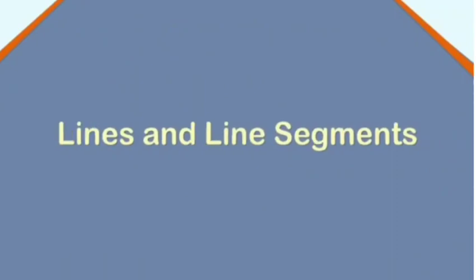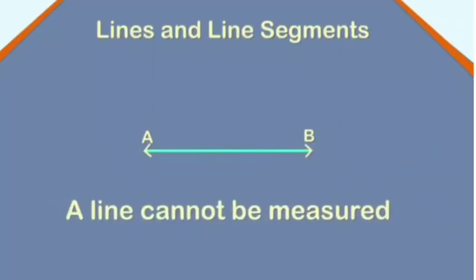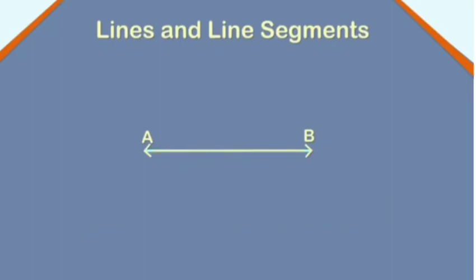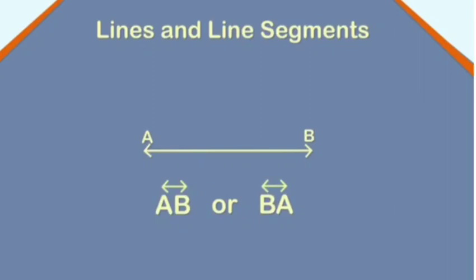Next, lines and line segments. Line. A line is a set of points joined along a straight path. It has no ends and extends endlessly in opposite directions. Thus, arrow marks are drawn on both sides to show that it never ends. A line cannot be measured. The given line can be read as line AB or as line BA. It can be written as AB or BA with a double-headed arrow over it. Is that clear, children? What is a line?